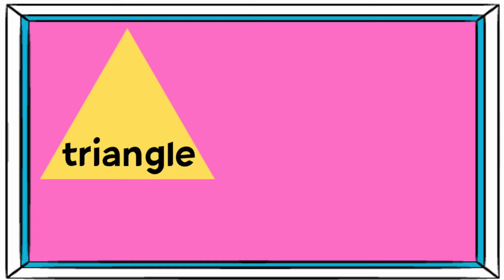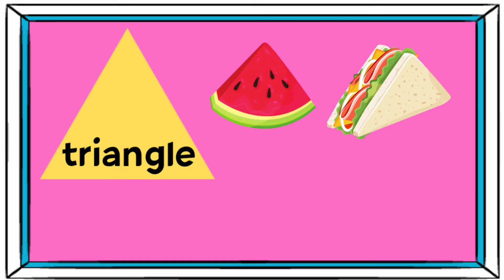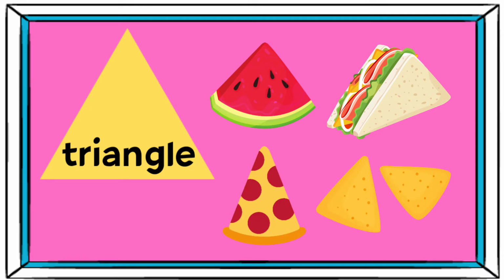Triangle. Examples of triangle. Watermelon slice. Sliced sandwich. Chips. Pizza slice. Party banner.